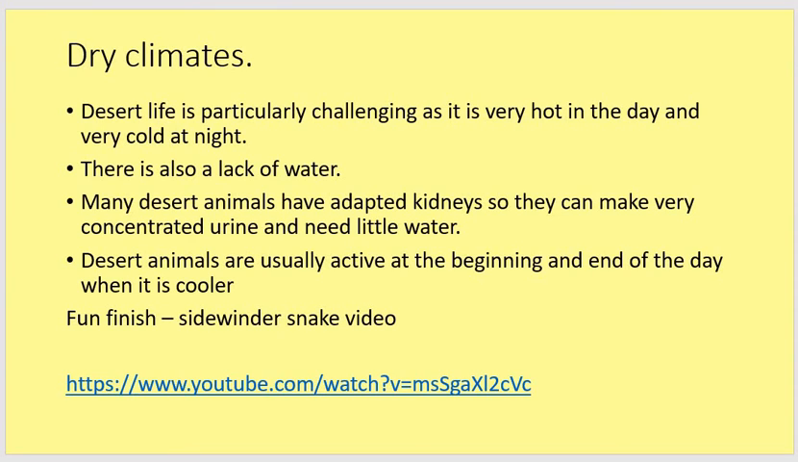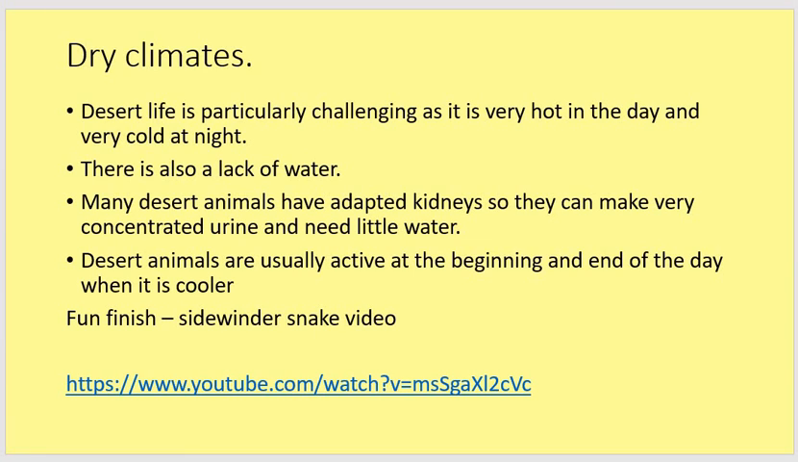Their kidneys are adapted so they can make very concentrated urine. Normally a mammal's body will not want very concentrated urine because it leaves a problem balancing salts. But animals such as camels have adapted to cope with this. They need very little water. Animals in deserts are usually active at the beginning and the end of the day when it's cooler, and they will either hide in burrows or under shade in the middle of the day.